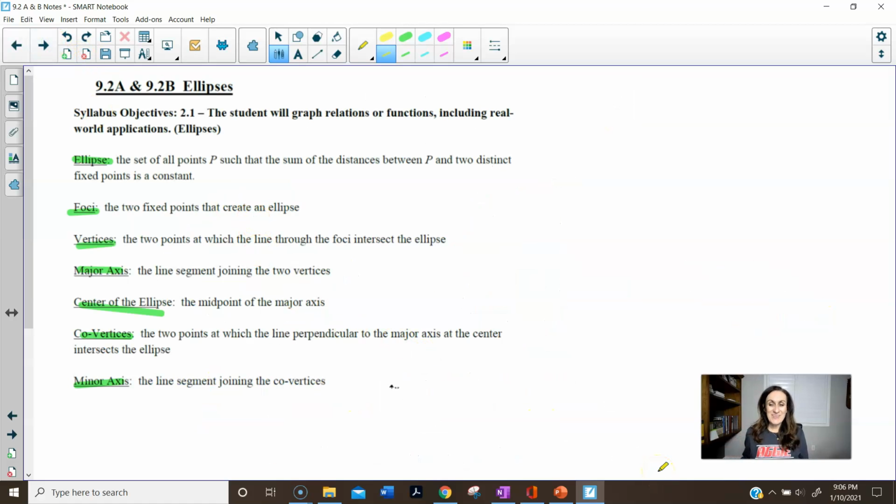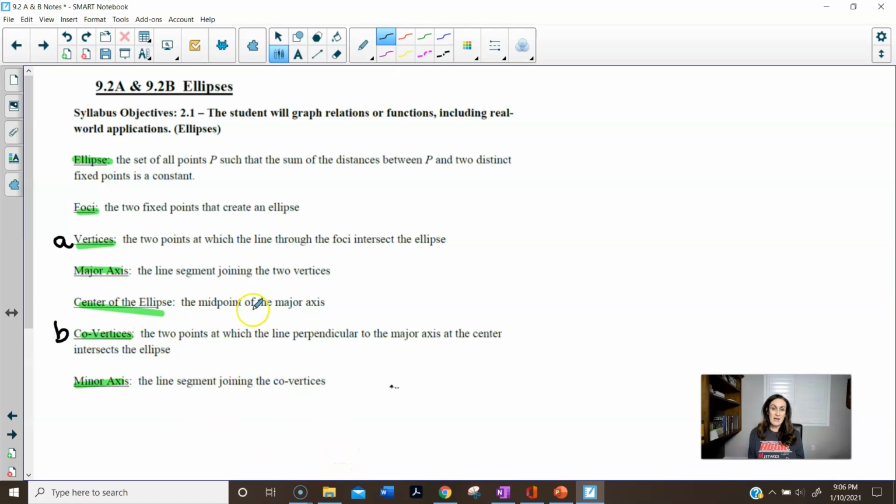Here are some definitions for you. Now, what's interesting is in the ellipse, there are two fixed points to create the ellipse. So the plural of focus is foci. You also have two vertices, which we're going to call A's. We're going to have two co-vertices, which we're going to call B's.